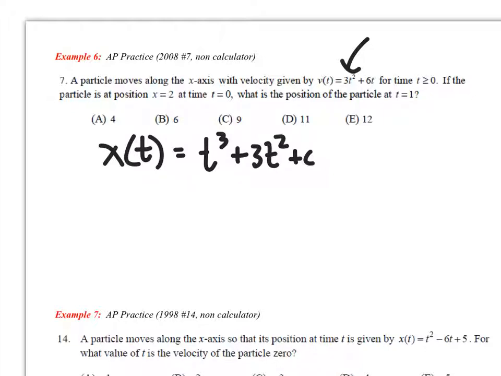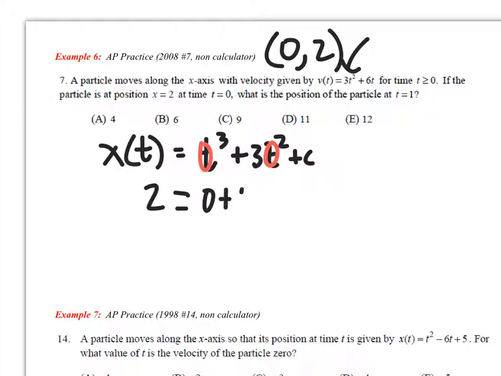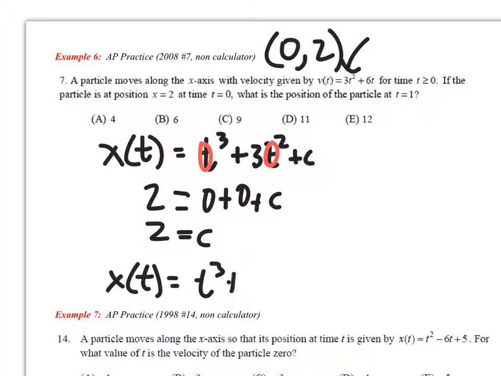It says the particle is at a position of x equals 2 at time t equals 0, right? That means that at t equals 0, x equals 2. So t equals 0 is our independent variable. At t equals 0, this would be a 0, this would be a 0, that'd be c. So 0 plus 0 plus c, so it looks like c equals 2. So our position function would be t cubed plus 3t squared plus 2.